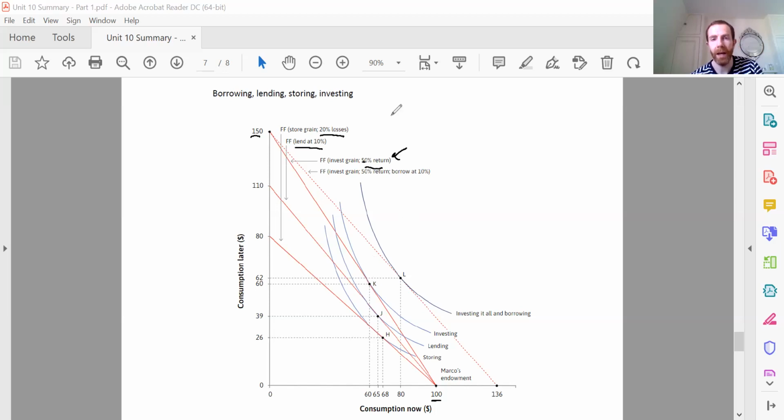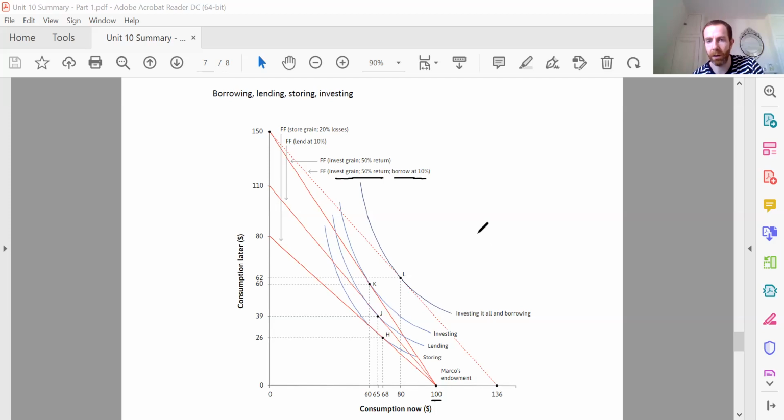And then we come to the final possibility, and this is the most interesting one, because this is the one where he has open to him that same investment with a 50% return. But interestingly, he also has the ability to now borrow. All these options open up because of having an endowment. Having the money right now means you've got so many different options available. And why this is interesting is that this ability to borrow now is going to mean that even though Marco's endowment is only 100 right now, if he wanted to, he could actually achieve consumption now of around 136. So let's see how that could be possible.